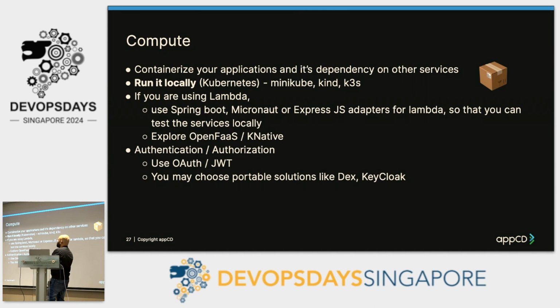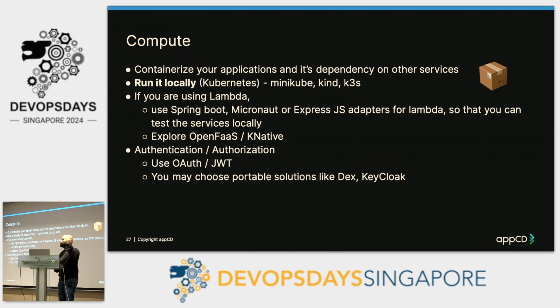What kind of compute should you use? Ideally, I would say something that can run in a container is always preferred. You should be able to run it locally along with its dependencies. So if I'm starting an app, I should be able to use Postgres, for example, in a Docker container or as a Docker Compose, so that I know that I'm not ending up using something that is very, very specific to a cloud. If you are using Lambda, what we ended up doing there was use Micronaut, and that provides an abstraction so that the same code you can run locally, because running Lambda locally is very difficult.